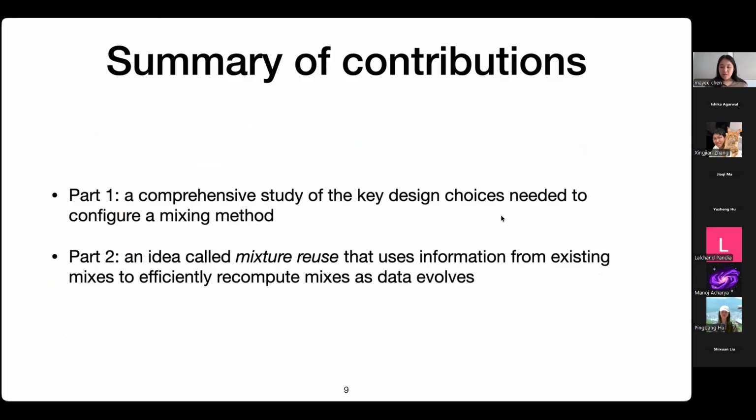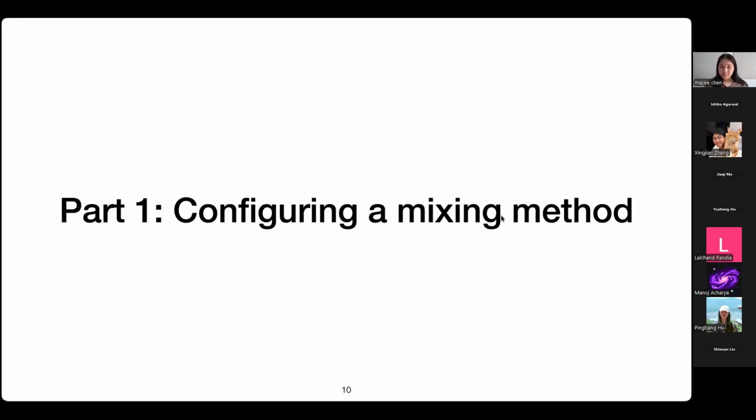As an overview of this talk, I'll be going over our contributions in 2 parts. The first part is a practitioner's handbook to data mixing. We did a comprehensive study of a lot of the design choices you need to consider when constructing a data mixing method. The second part is a method we introduced for using information from existing mixes to efficiently recompute the data mix as data changes throughout development. So let's get into the first part.